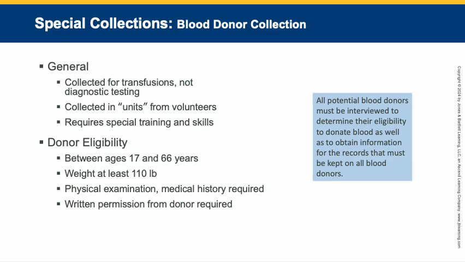But all potential donors, going back to that, they got to be interviewed to see if you're eligible. Some things that you need to look at on the donor eligibility for this slide. You need to be between, this is not everything, this is just a few things, ages 17 and 66 years of age, and you need to weigh at least 110 pounds.